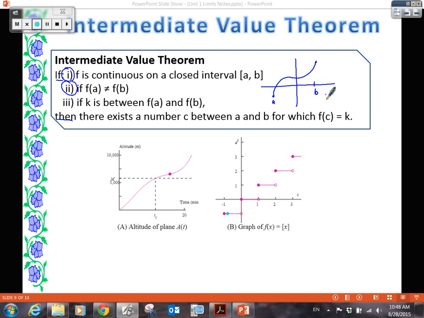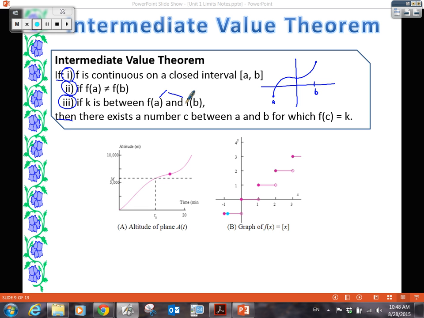Alright, so it meets the first, we're just looking at the graph of a function that is continuous on the closed interval. Okay, we can look by inspection, it's continuous. F of a does not equal f of b. In other words, this y value is not exactly the same as this y value. And the third criteria is if k is between f of a and f of b. Alright, so that's kind of confusing to students, so let's break that down.